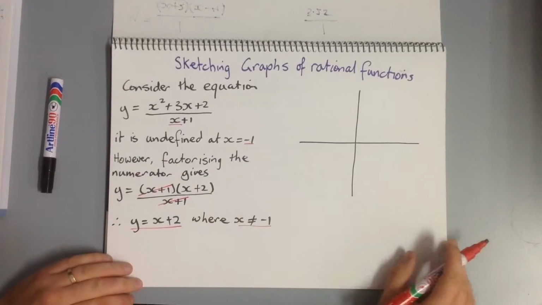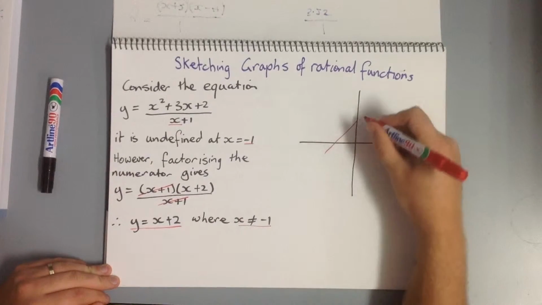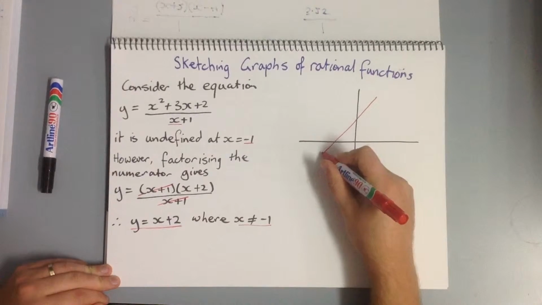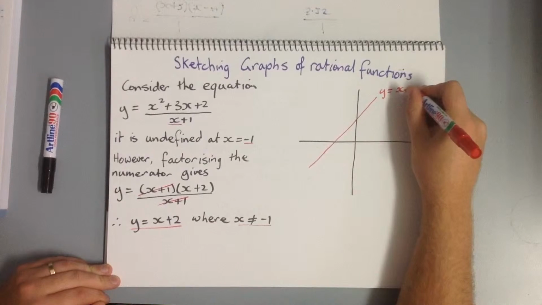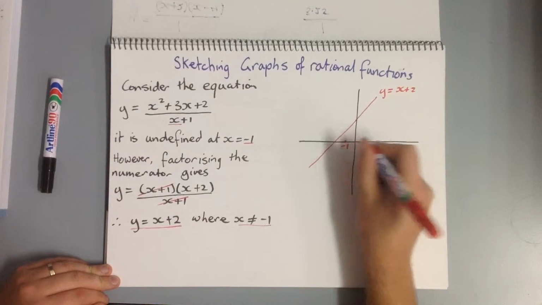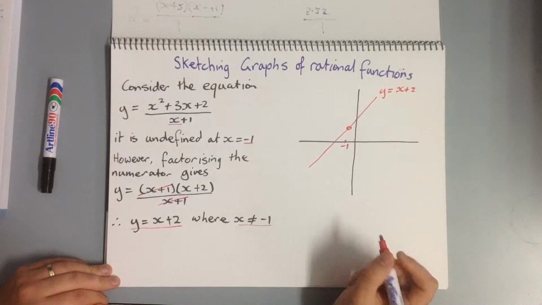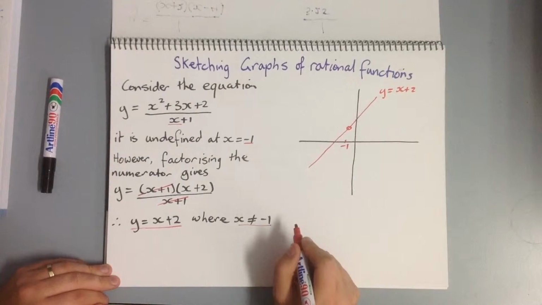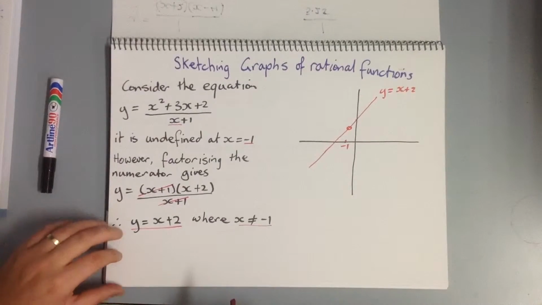So if we were to sketch this, we'd be talking about having the equation y equals x plus 2. However, at -1 we need an open dot, which I should have drawn in first. We're not defined at x equals -1, so you have an open dot.